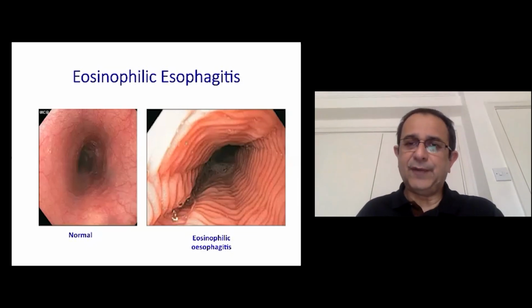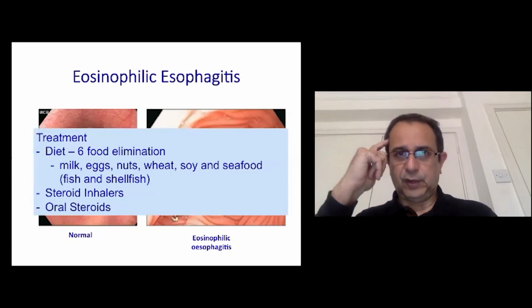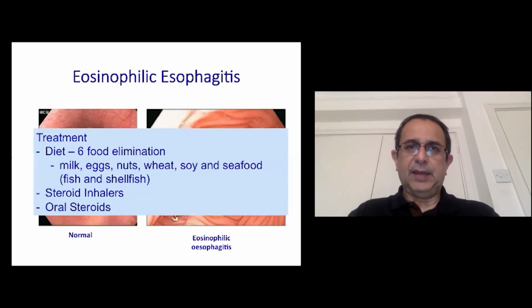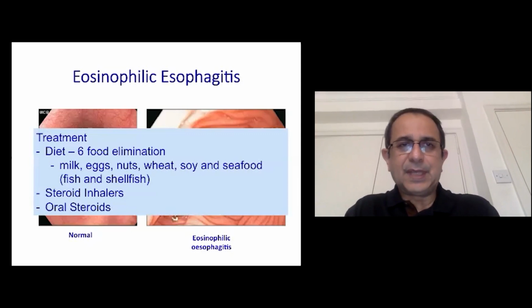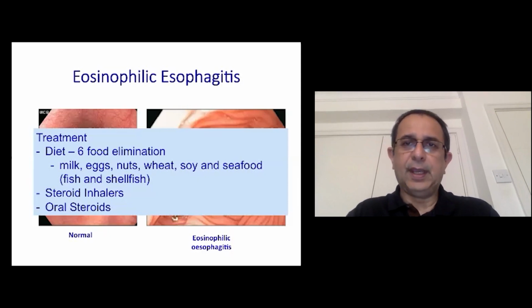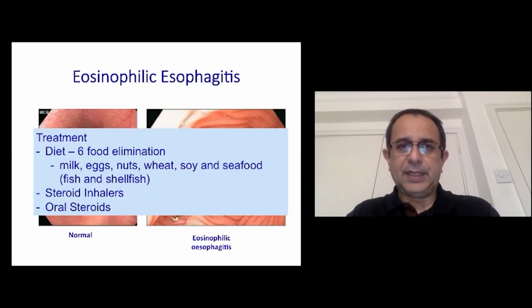But if acid reflux is not the cause, then you can specifically treat for eosinophilic esophagitis. Those with mild symptoms can just be treated with diet alone, and there's a 6-food elimination diet which has been described and has been found to be helpful in clinical trials. So the 6 foods are milk, eggs, nuts, wheat, soy, and seafood, particularly fish and shellfish.